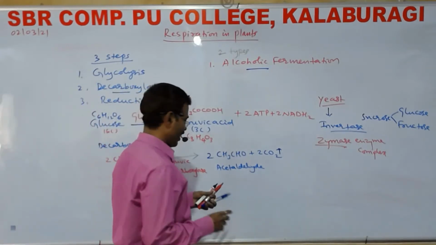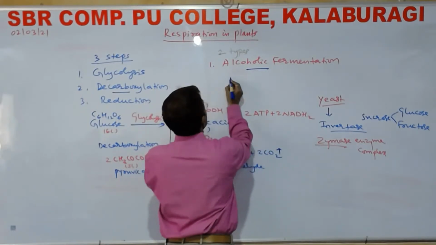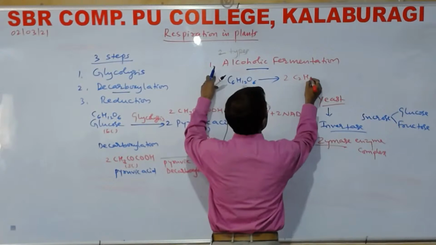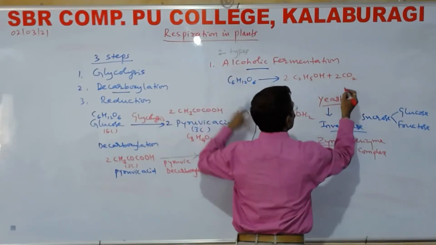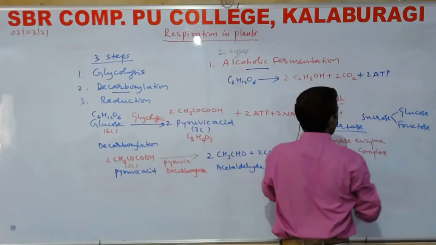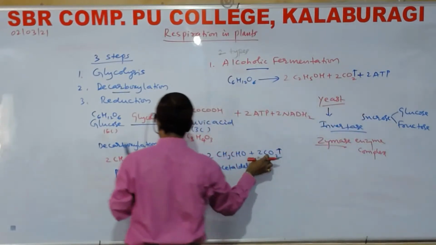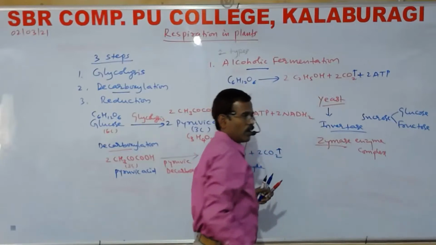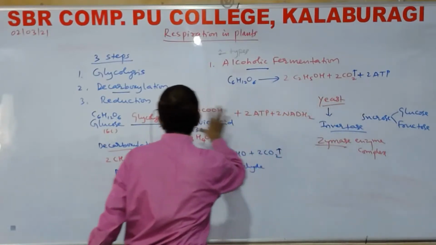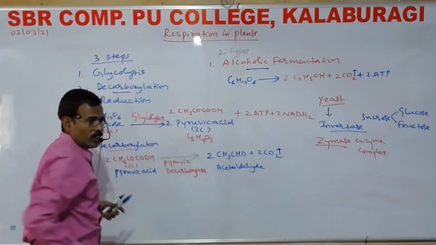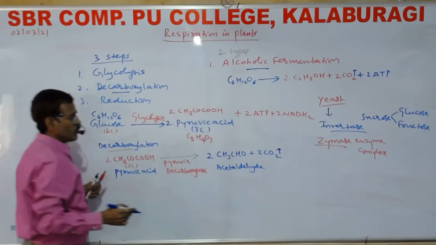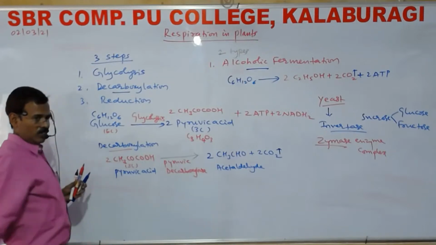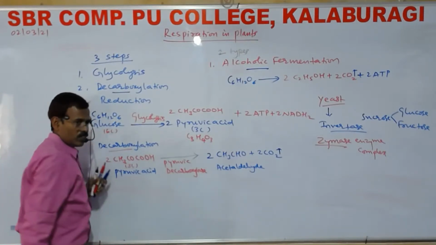So for the alcoholic fermentation overall reaction, what will you write here? C6H12O6 gives two molecules of C2H5OH plus 2 carbon dioxide plus 2 ATP molecules. The carbon dioxide which is liberated comes from the decarboxylation step, and the ATP are produced in glycolysis itself. So what did we get? Two molecules of acetaldehyde at the end of decarboxylation, catalyzed by pyruvic decarboxylase.